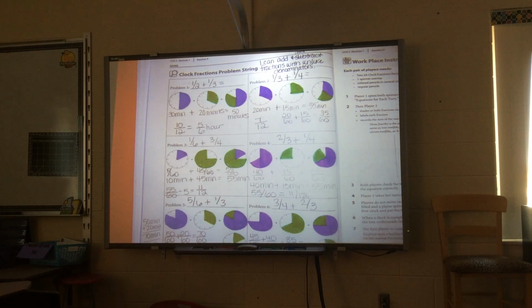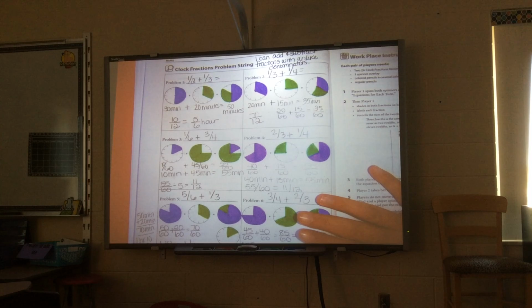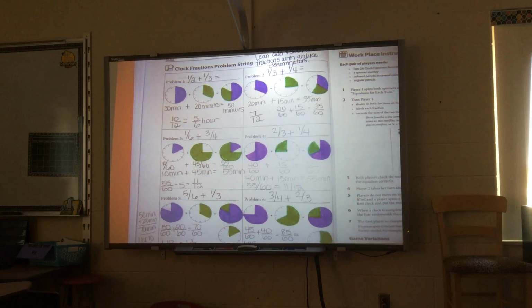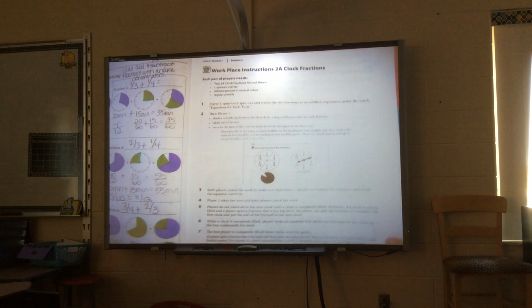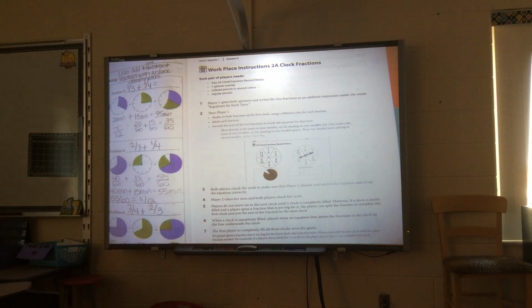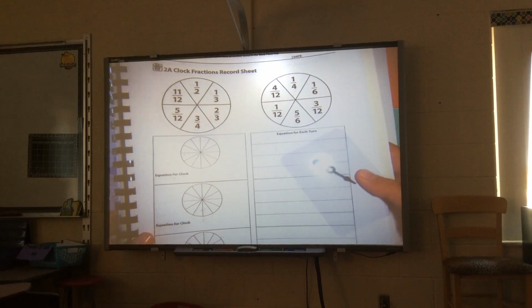These are the directions for workplace 2A clock fractions. Today you're going to use what we did with our problem string, adding together minutes of an hour as fractions, in your workplace. To play the clock fractions workplace game, you and your partner are both going to need the clock fractions record sheet that you will find in your workplace book.